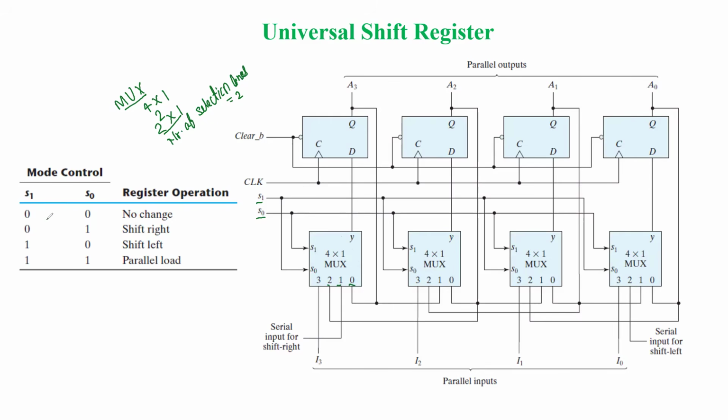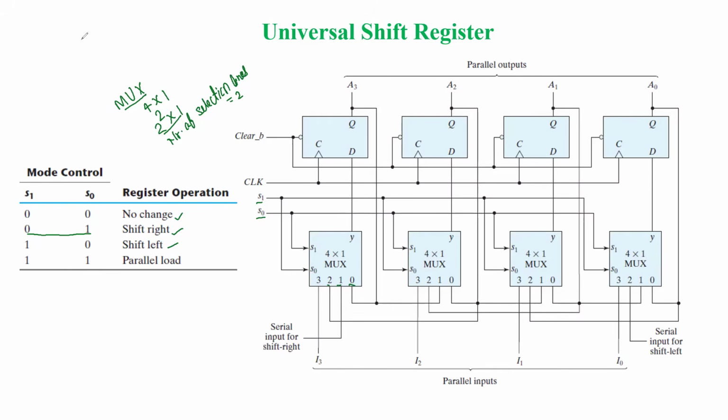When the selection lines are 0, 0, there is no change. It means that whatever the previous operation was, whether right shift, left shift or parallel loading, it continues the same operation if both selection lines are 0, 0. Next we have the combination 0, 1, then it will perform shift right. 1, 0 is shift left, and 1, 1 is parallel load.